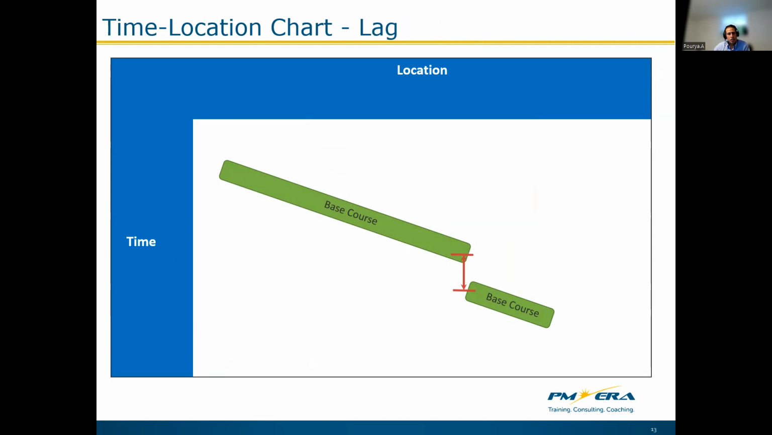Similar to Gantt charts, lag is represented as a time buffer between the finish of an activity and the start of its successor.